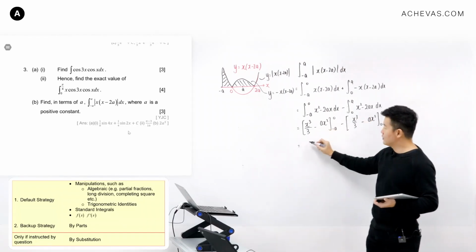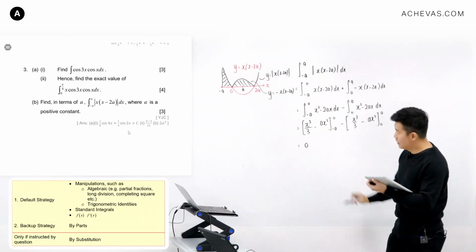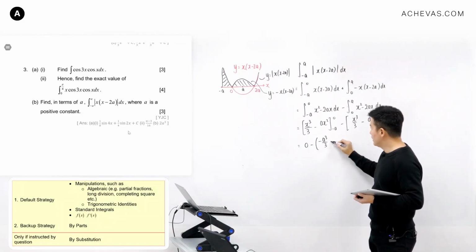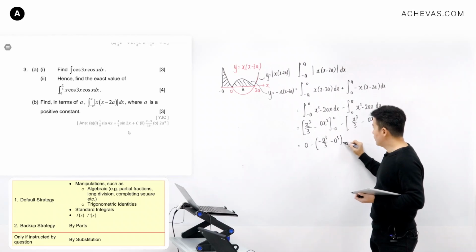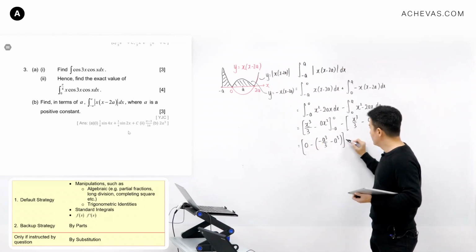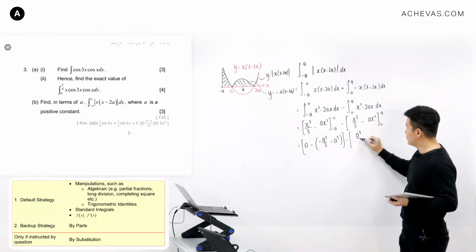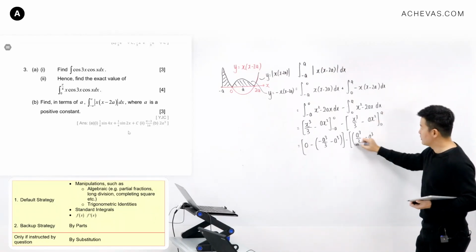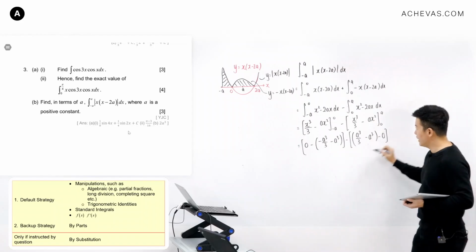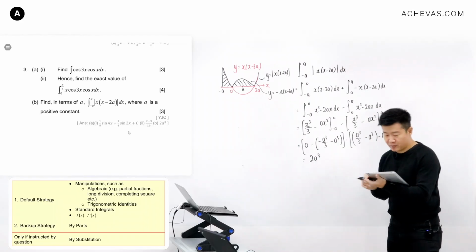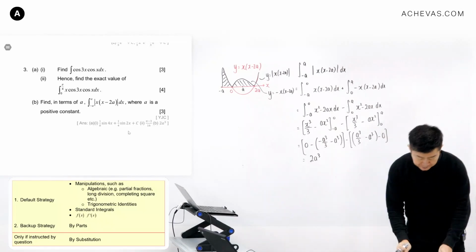So substituting 0 in, we are going to get a 0. Then minus away, minus a to the power of 3 over 3 minus a to the power of 3. Minus away, substituting a in, we have a to the power of 3 over 3 minus a to the power of 3. Substituting 0 in, it is going to be equal to 0. And if you evaluate this, you will end up with 2a to the power of 3.